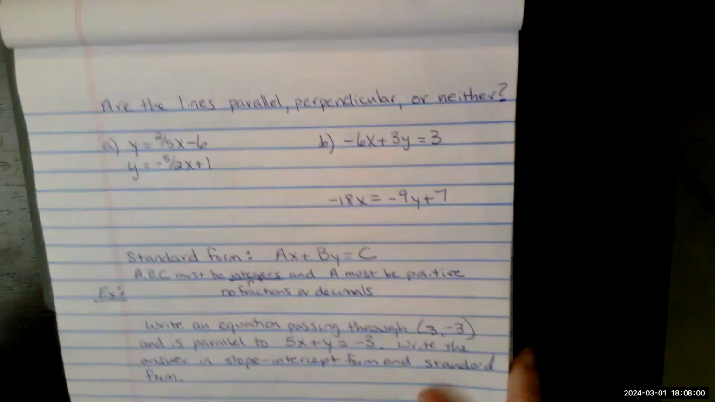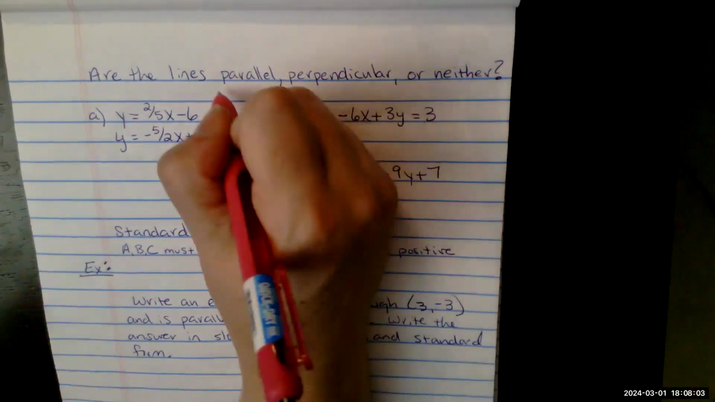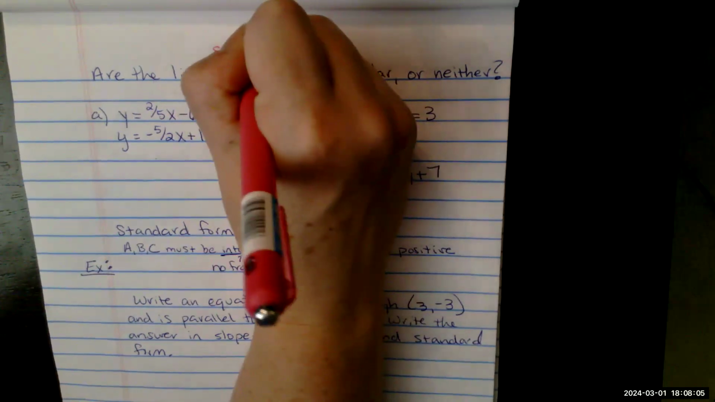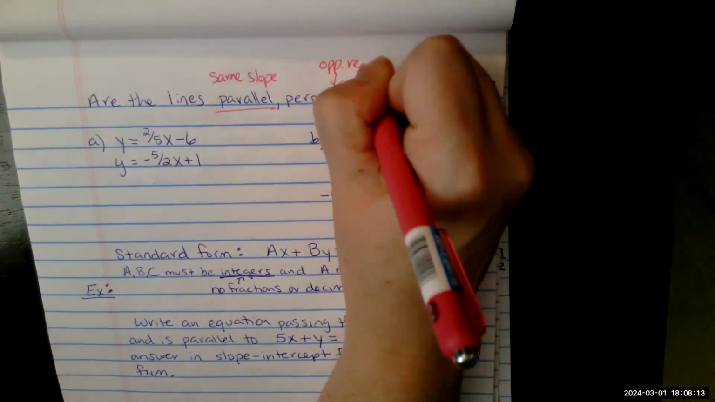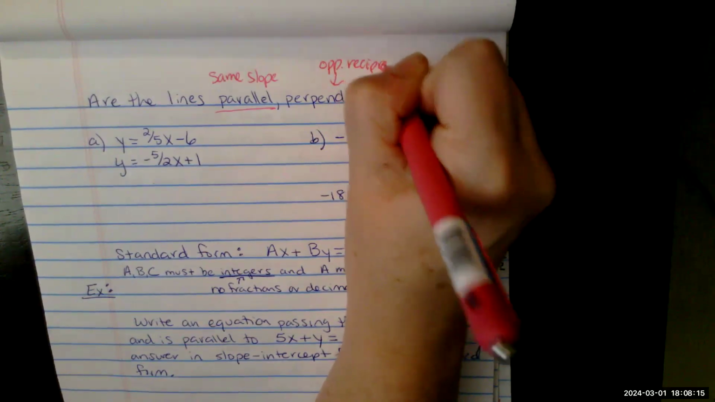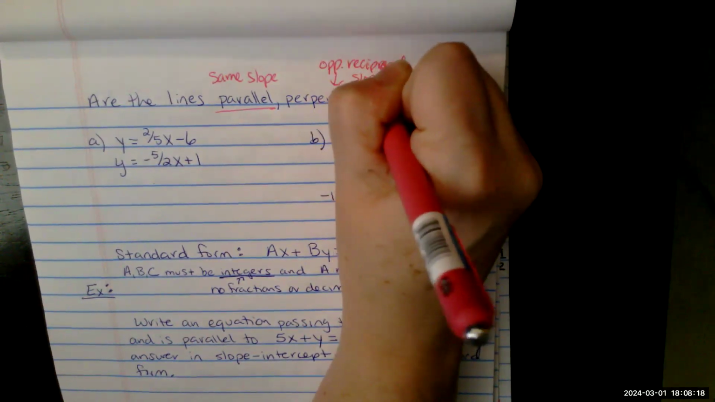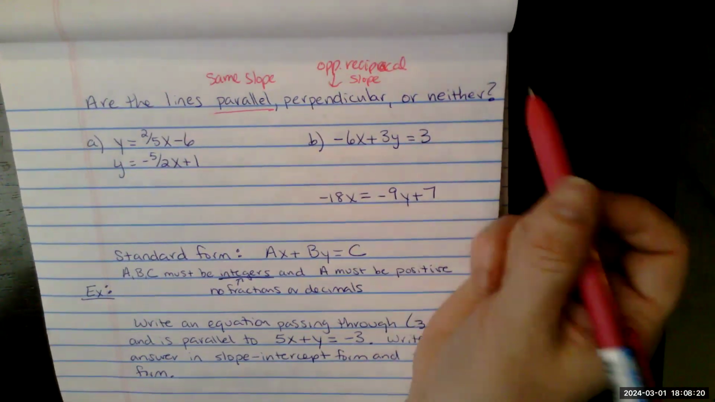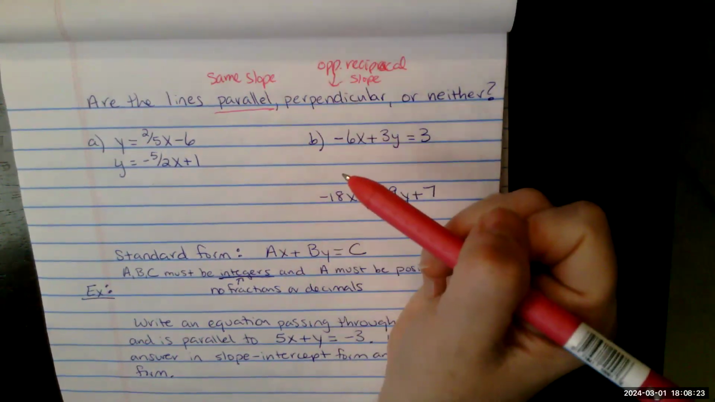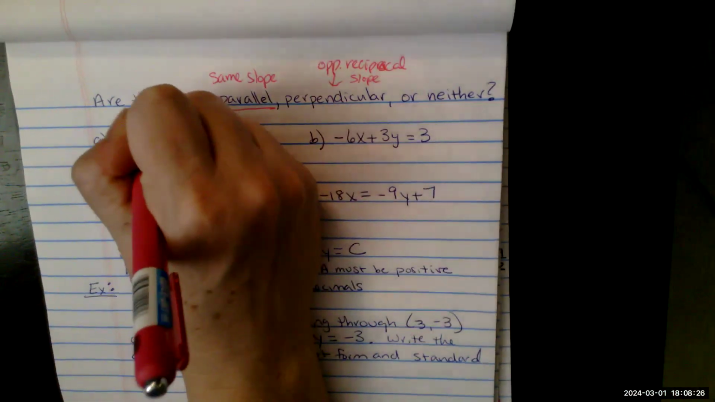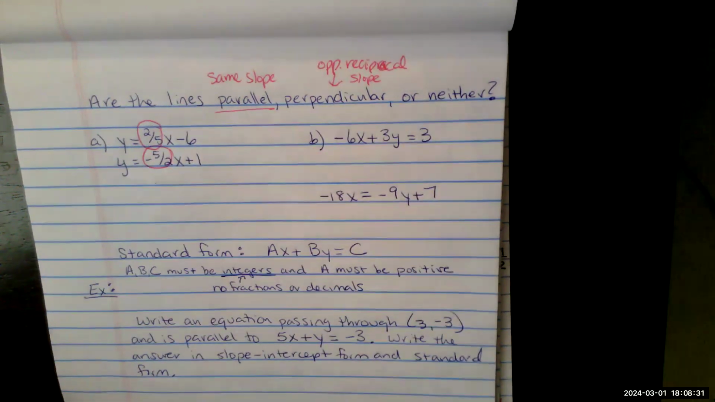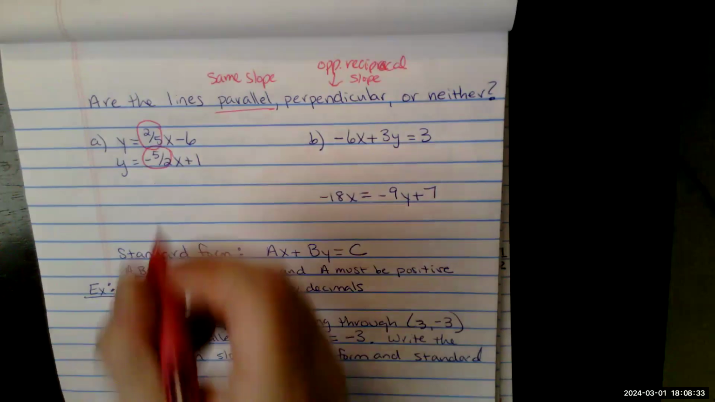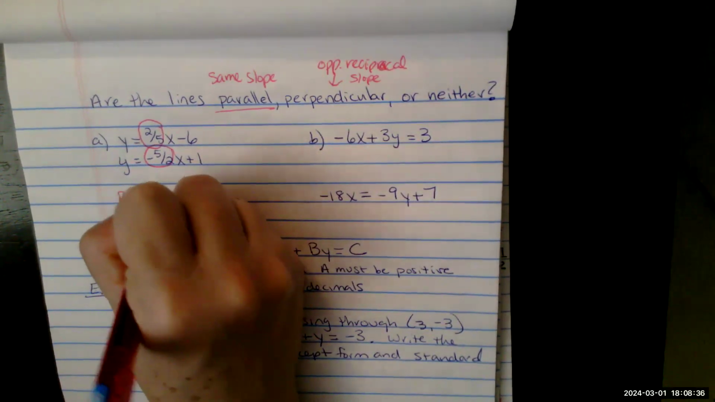So let's decide if these examples are parallel, which means same slope, or are they perpendicular, which means they have opposite reciprocal slope, or are they neither, which just means something else has happened. So let's look at A. This one has a slope of 2/5, and this one has a slope of negative 5/2. We just talked about that example, so this one is definitely perpendicular.